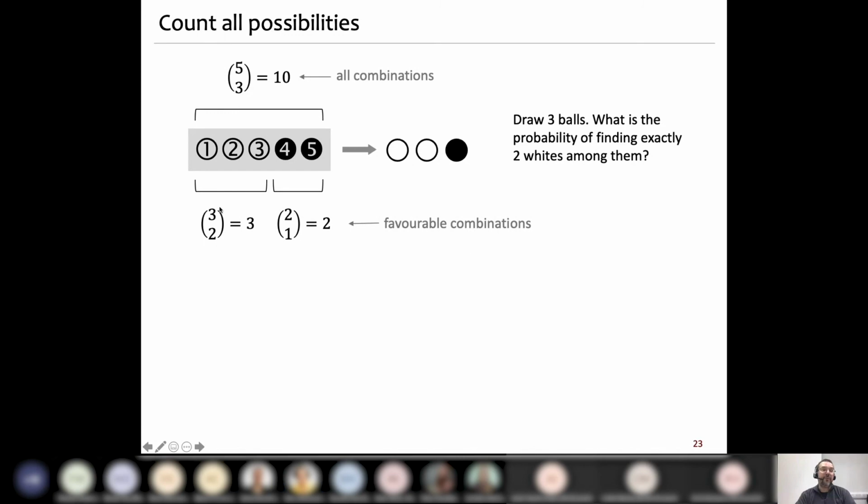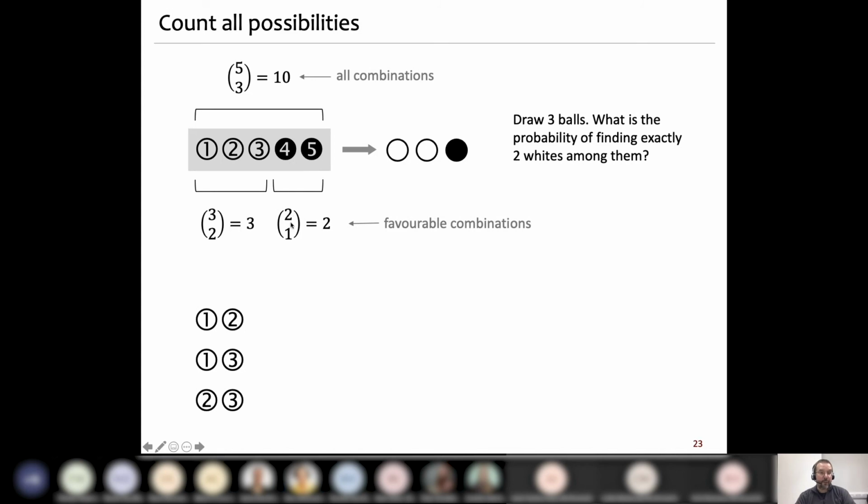Now we want to find how many of them are favorable in our situation. That means they contain exactly 2 white balls. And to do this, we first look at white balls. There are 3 of them, and we need 2. That means 3 choose 2. There are 3 possibilities of finding 2 white balls out of 3. And they are shown here. It's 1, 2, 1, 3, and 2, 3. And the remaining ball, this one, has to be black.